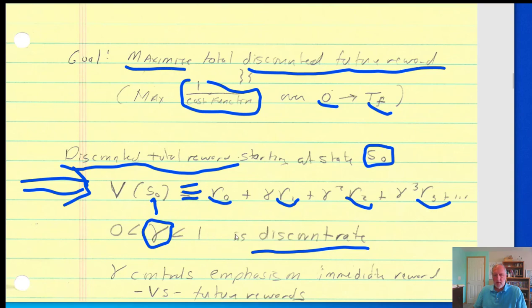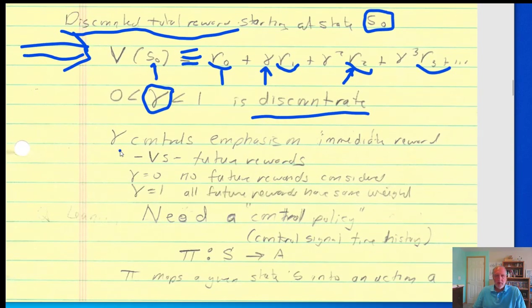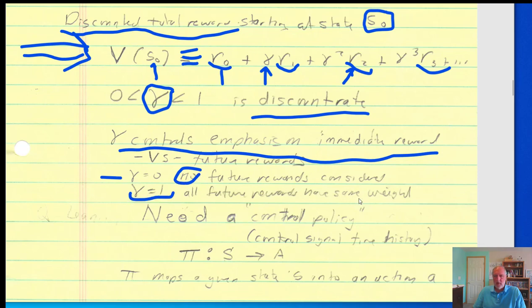And gamma is going to be less than 1, so the system collects an immediate reward, and it gets discounted by the fraction. So let's say gamma is 0.5. Then the reward at the next step is 50%. And then the reward of the following step, 2 steps ahead, is going to be 0.5 squared or 0.25, right? So the rewards in the future get discounted. So gamma controls the emphasis on the immediate reward. If gamma is 0, no future rewards are considered. If gamma is equal to 1, then all rewards in the future have the same weight.